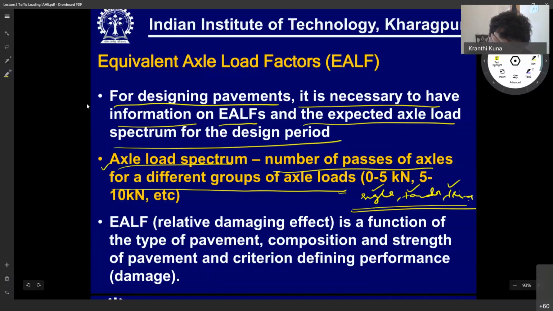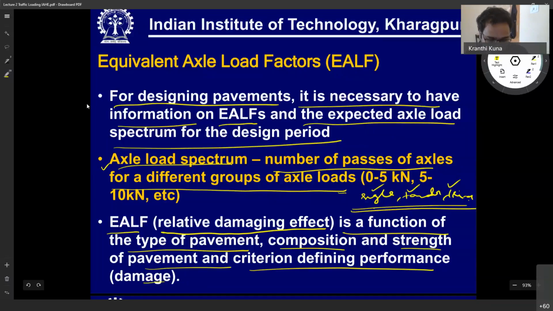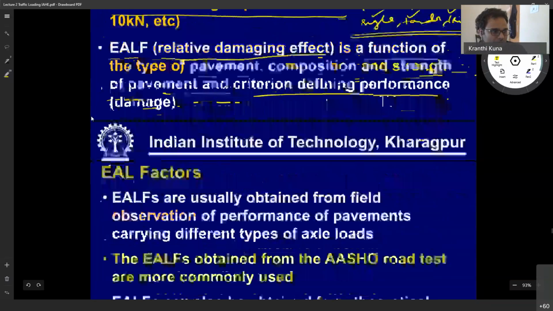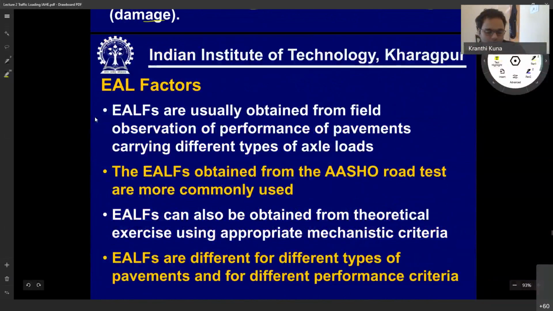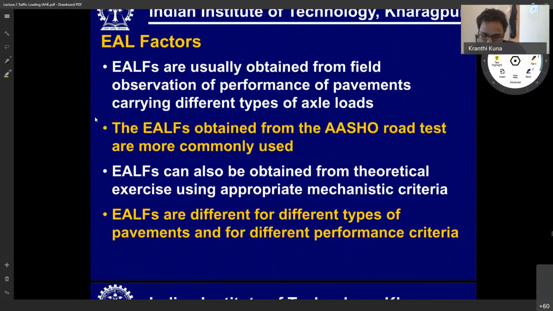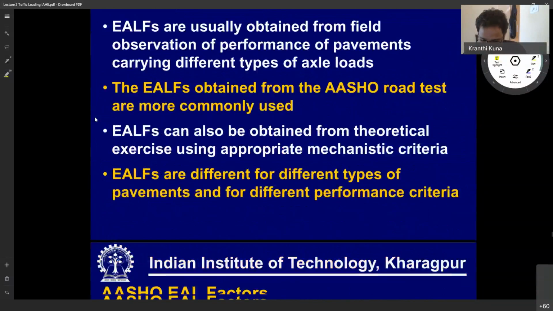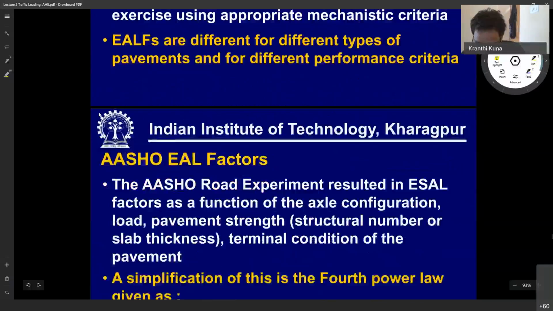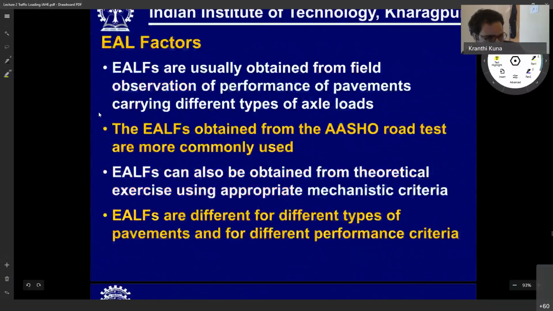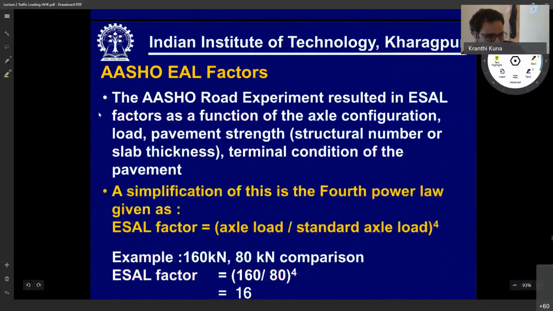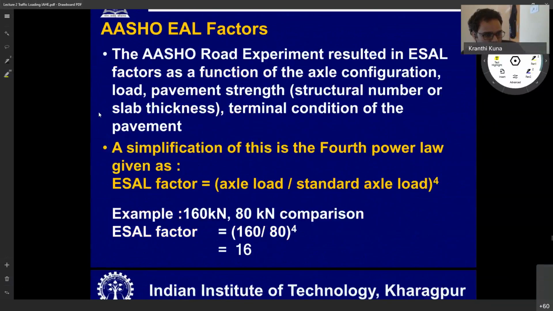And equivalent axle load factors, which indicate the relative damage effect, are a function of the type of pavement, composition and strength of the pavement, and the criteria defining the performance damage. So what exactly it is, you will get to know. I'll come to this bit later. Maybe you will understand this slide if I discuss the next two slides.